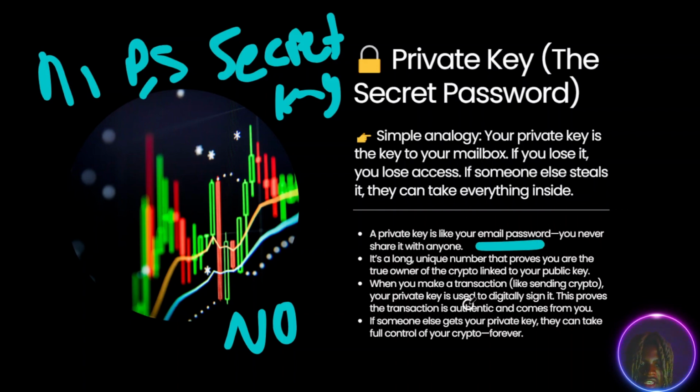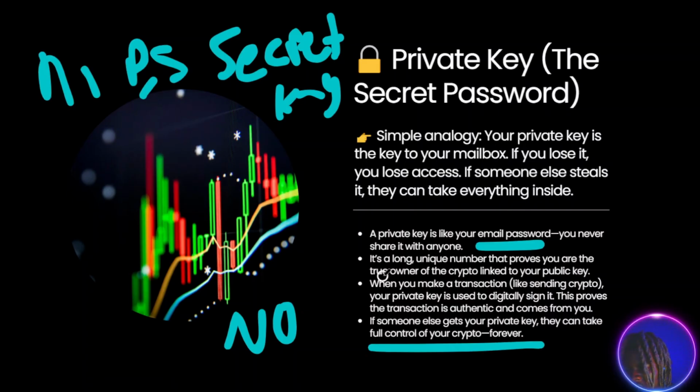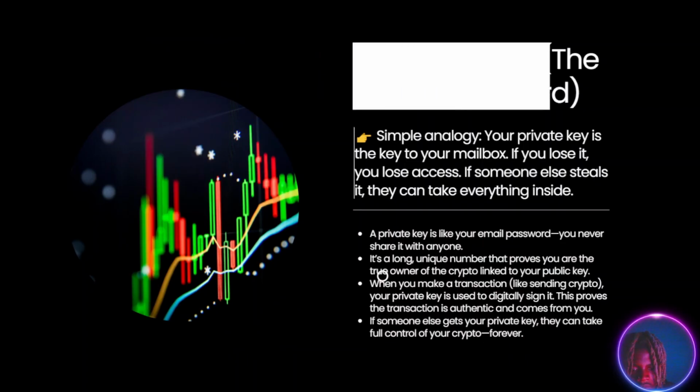It's a long, unique number that proves you are the true owner of the crypto linked to your public key, okay? When you make a transaction, like sending crypto, your private key is used to digitally sign it. This proves the transaction is authentic and comes from you. If someone else gets your private key, they could take full control of your crypto forever, okay? Some people keep their crypto secured on a USB as well, but that's more wallet based. Your private keys are going to be embedded within your crypto wallet account and whatever broker you use.